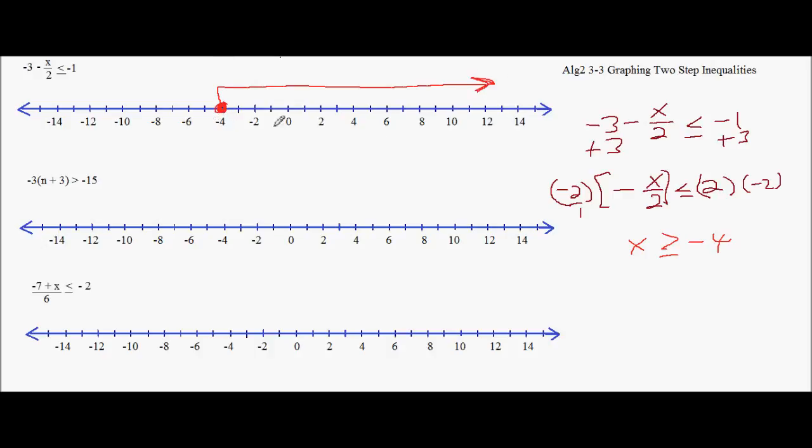You could try it, put a 0 in here, and if 0 works, well, 0 over 2 is 0. -3 minus 0 is -3. Is -3 less than or equal to -1? Well, yeah, it is. -3 is less than or equal to -1.